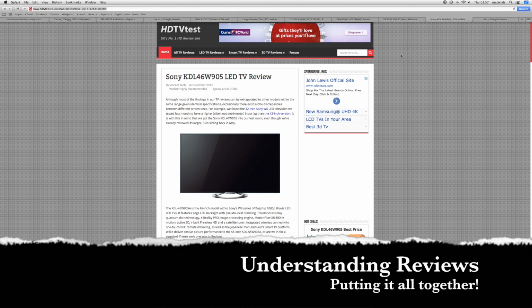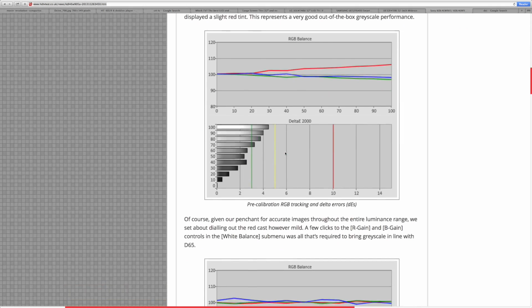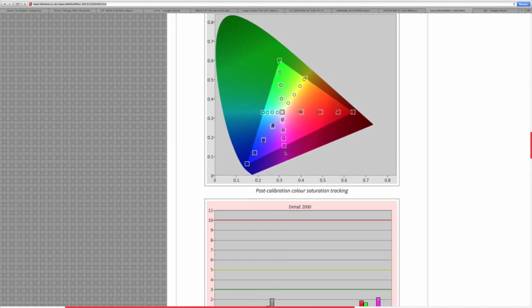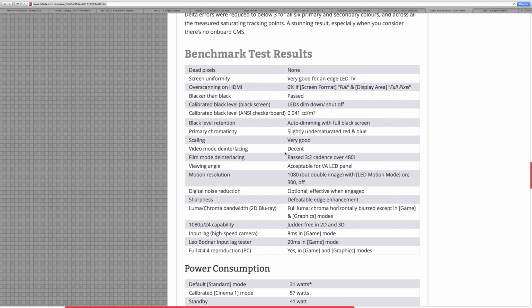So for our final challenge, let's have a look at this website, HDTVtest.co.uk. This is an excellent site which goes into extreme technical detail about the TV you may be interested in, okay? Calibrations, you don't need to worry about that. Okay, you don't need to worry about this. Let's just go down to the nitty-gritty of it, okay?